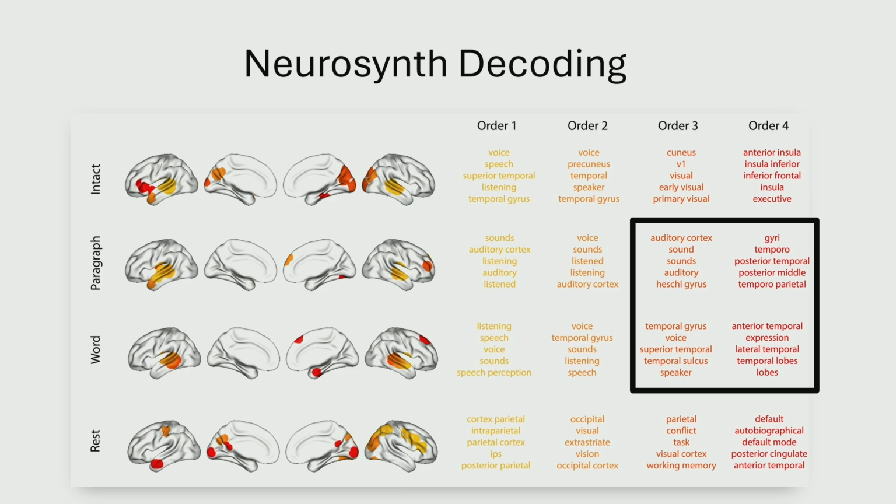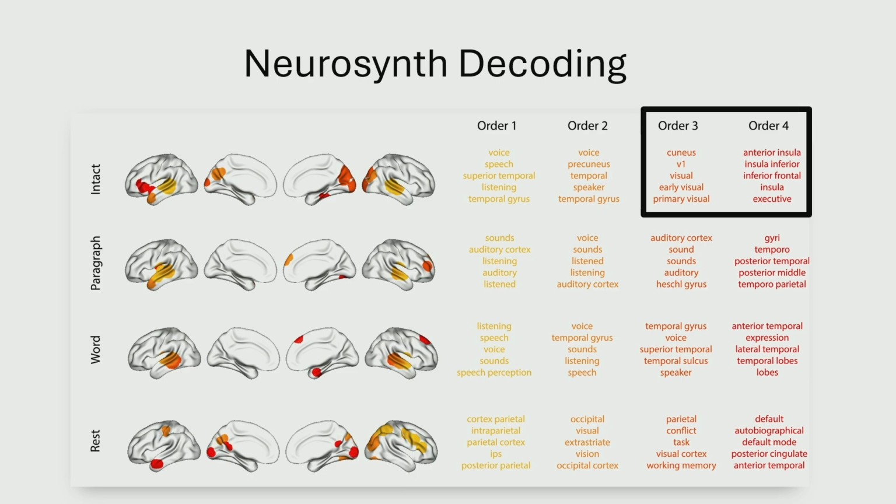But what I think is the coolest part of this all is if we look at the 3rd and 4th order correlations of the intact story, and this kind of paints a different picture. This shows activity in a lot of visual centers, the early visual and primary visual. And this might reflect us, again, beginning to visualize that story, which some of you might experience when reading that intact story.